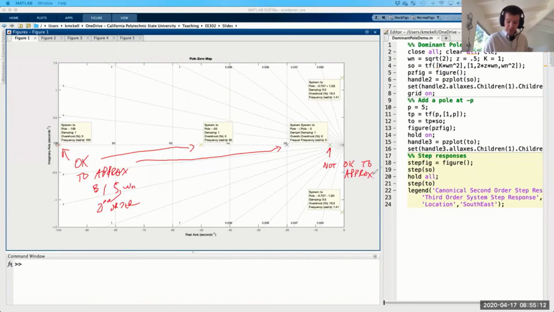Okay, what I'm trying to show you here is that there is a threshold where this is okay and this is not okay. I don't know exactly where the threshold is. In fact, that threshold will probably be context dependent, but there is a threshold. And what we call this is the dominant pole ratio threshold.